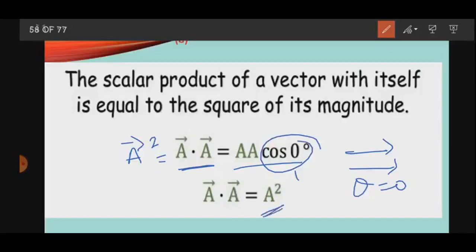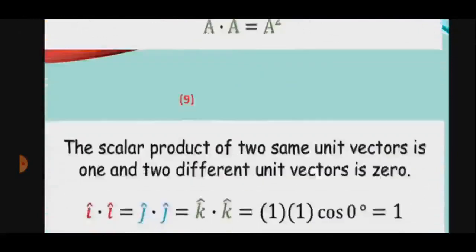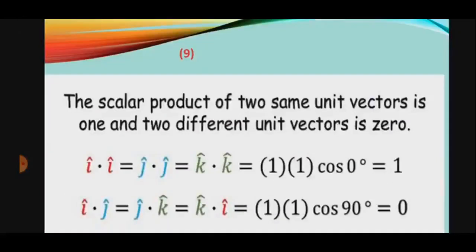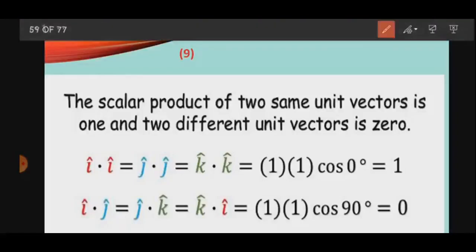Now write it in magnitude form. A is equal to the square root of a vector dot a vector. This is the magnitude form. Are you clear, children? Okay. Our next property, the scalar product of two same unit vectors is 1, and of two different unit vectors is 0. Now see, n unit vector dot n unit vector is equal to 1.